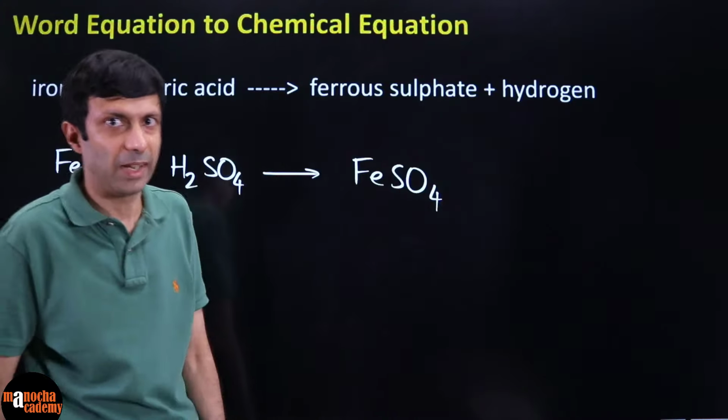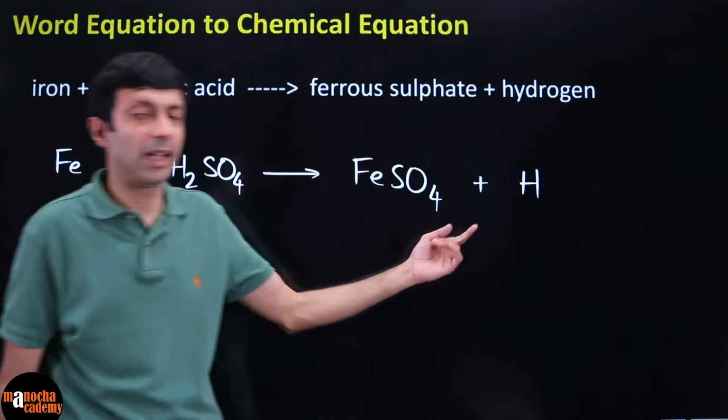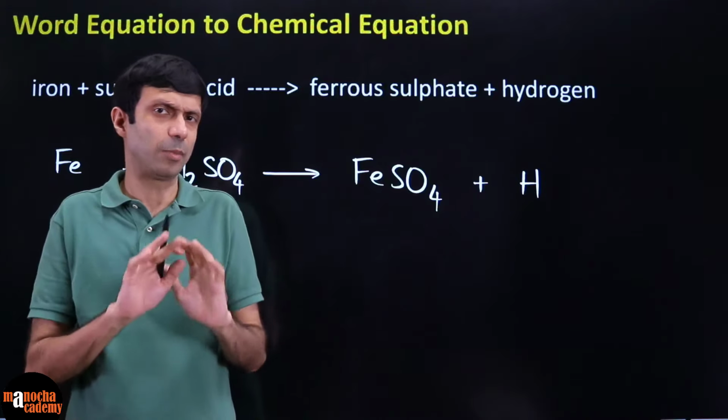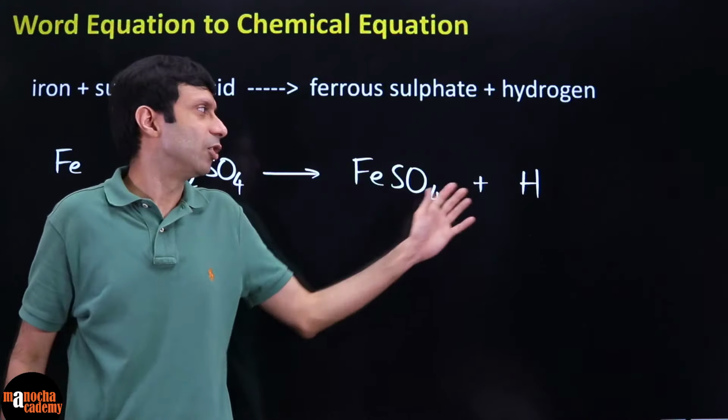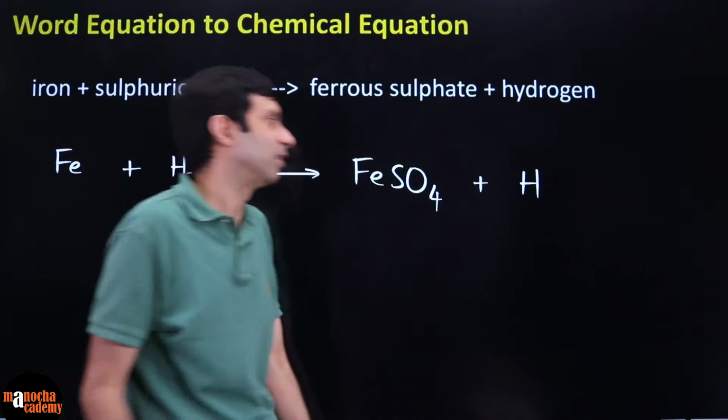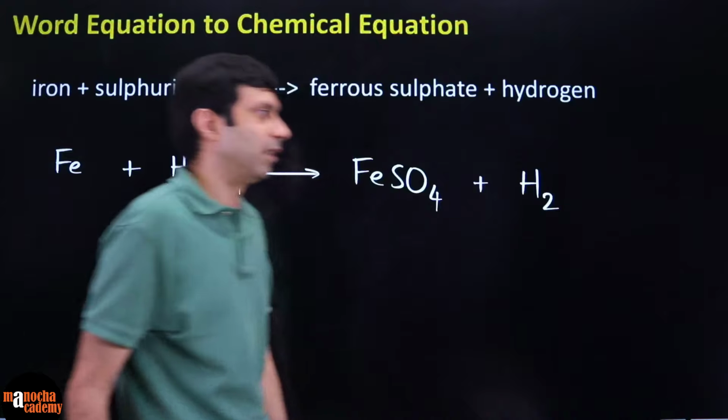Hydrogen symbol capital H. So should I leave it like this? But remember, hydrogen is an element. Remember atomicity. Atomicity, valency numbers, please learn separately. So what is the atomicity of hydrogen? 2. So let's put it down here. H2. There you go. We are done.